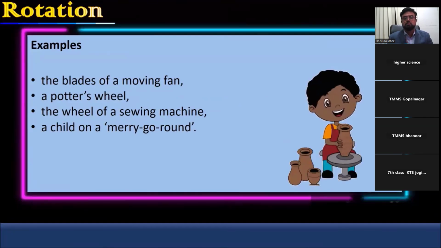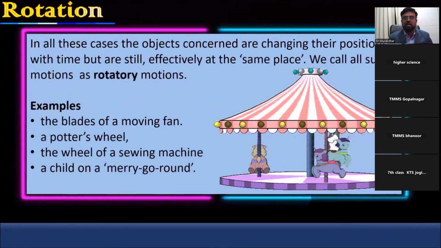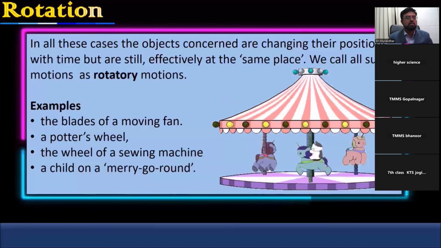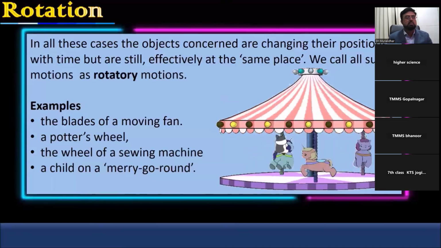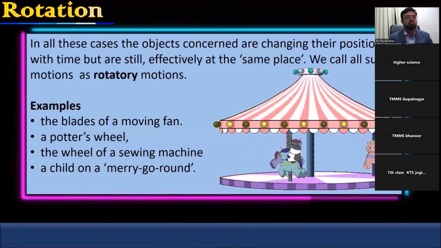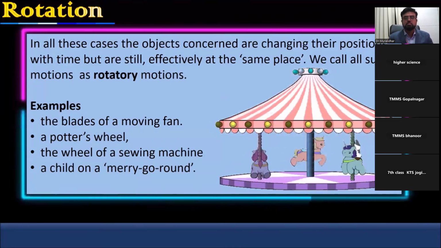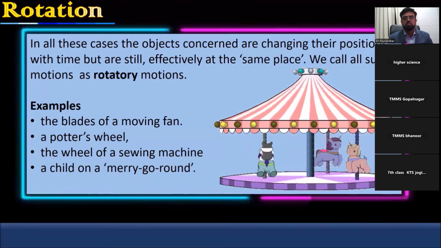A potter's wheel, the wheel of a sewing machine, a child on a merry-go-round. See, merry-go-round is very familiar. In all these cases, the objects concerned are changing their positions with time, but are still effectively at the same place. We call all such motions rotatory motions.